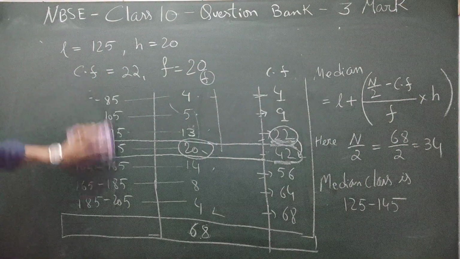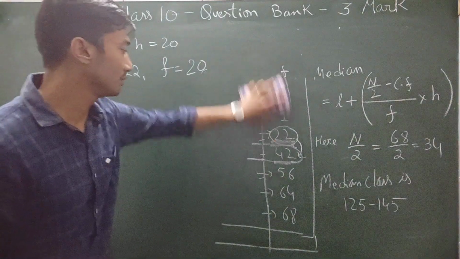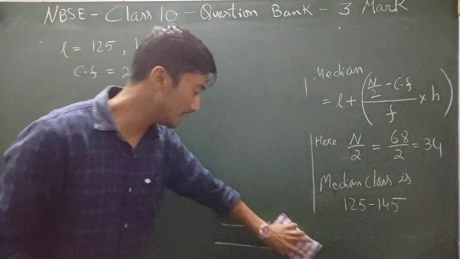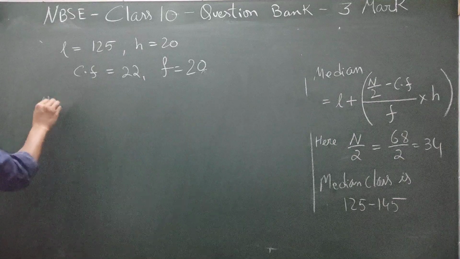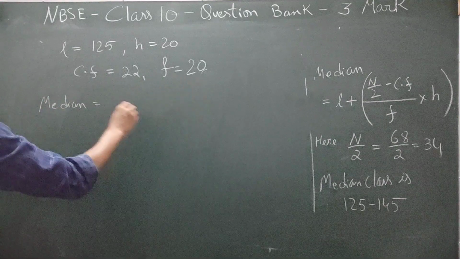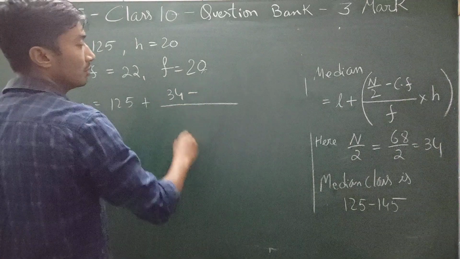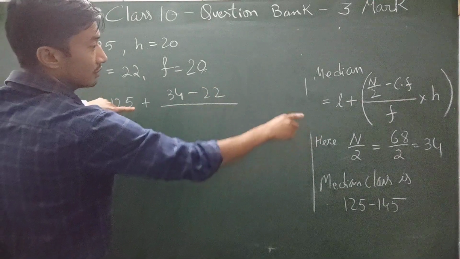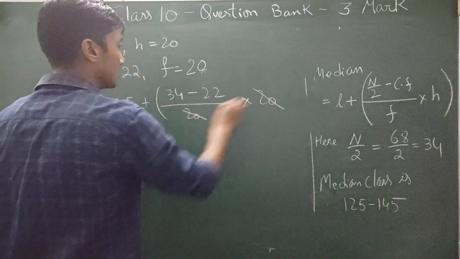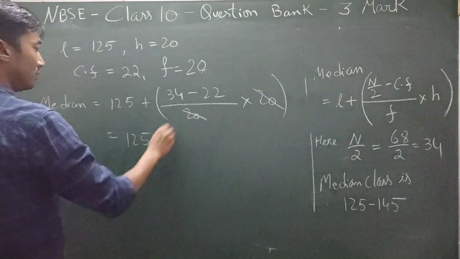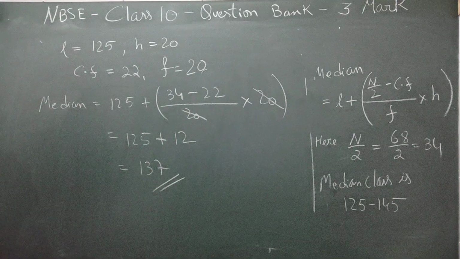Alright, so you can rewind that once again and just watch that again. Okay? So CF represents the cumulative frequency of the class before the median class, and F represents the frequency of the median class. So now let's use the formula. So median will be L, how much? 125 plus N by 2, calculated already, don't do it again, 34, minus CF, 22, divided by F, 20, into H. H is again 20. So this time 20, we can just cancel. 125 plus 34 minus 22, 12. So the median is 137. Very simple.